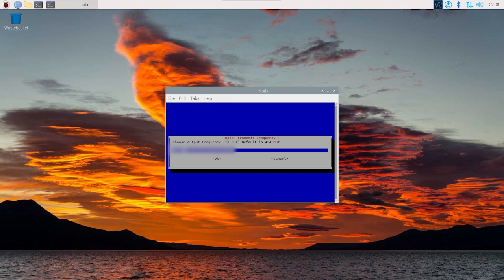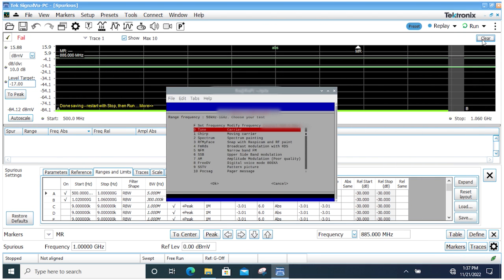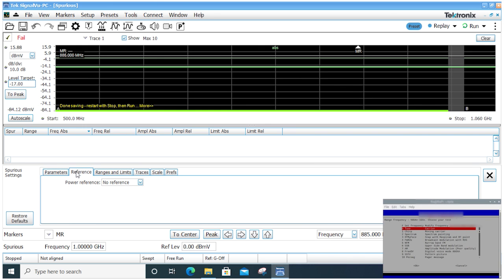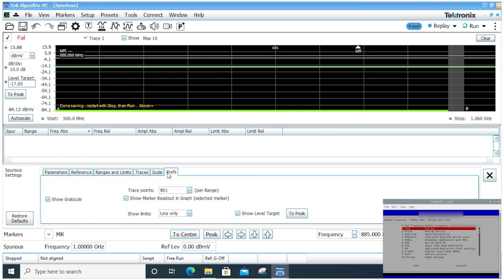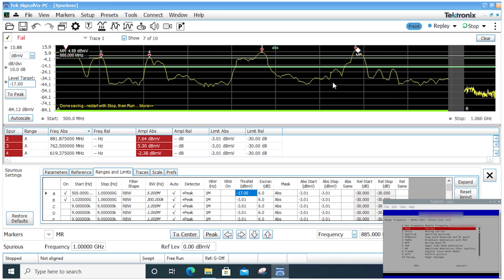Right now, the Raspberry Pi is not outputting any RF frequency. Rather than having a known frequency output, let's hunt for an unknown frequency. We can do this by utilizing the spur search feature in SignalVu-PC software. With the Raspberry Pi not outputting any RF signal, we can begin to set up the parameters for our spur search. Running a spur search across this wide spectrum, we can already see that we have some signals breaking the threshold of negative 17 decibel millivolts.